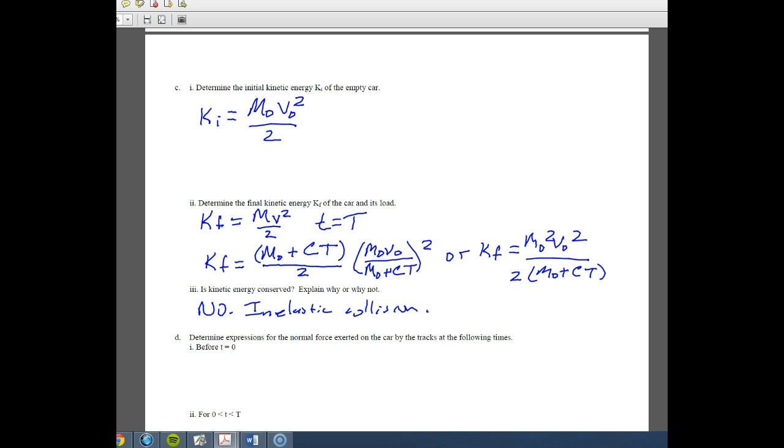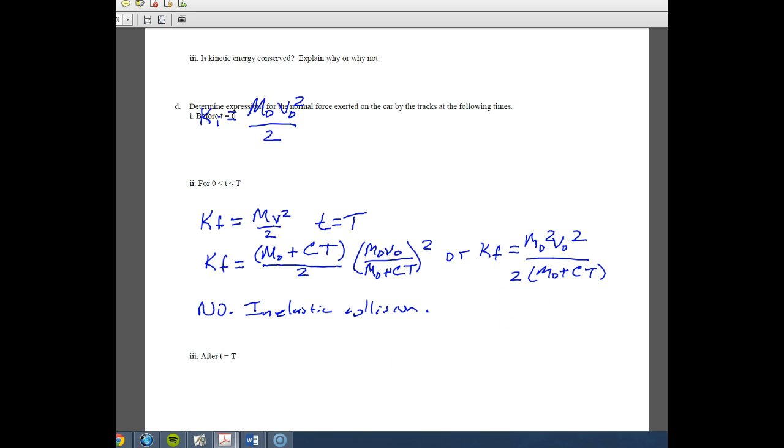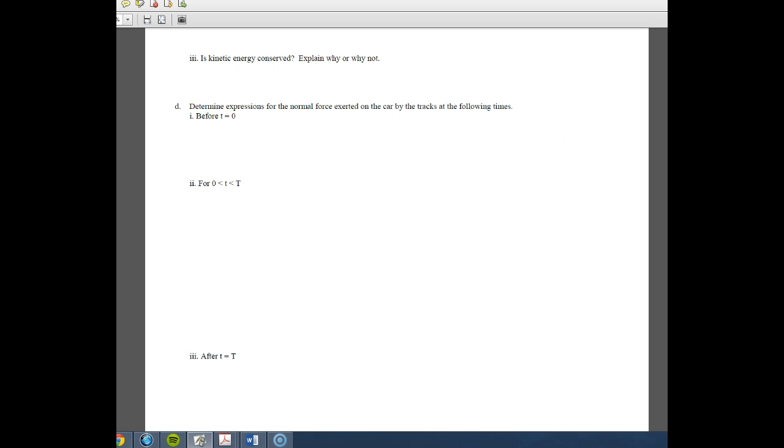Next thing they want us to do is determine expressions for the normal force exerted on the car by the tracks at the following times. So this is before t0, when it doesn't really have anything in it at all. When it doesn't have anything in it, we just have our car. So here's our car, and coming straight down is mg, and going straight up is N. And remember, we called the original mass of this m0. So for this one, we can just say that N is equal to m0 g.